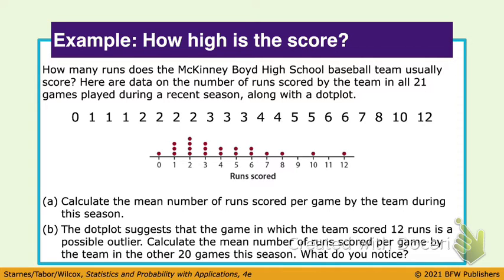So to find the mean, I need to add all these numbers up, and then I would divide by the number of numbers, which it tells us there's 21 in this sample. So we're going to add all those numbers up and then divide by 21. So you can go ahead and do that.